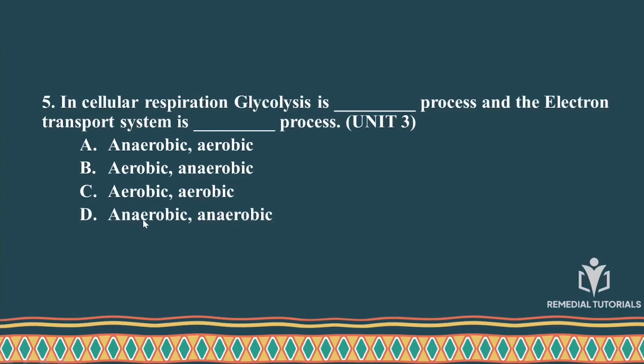As we all know, glycolysis is an anaerobic process while electron transport chain is an aerobic process.